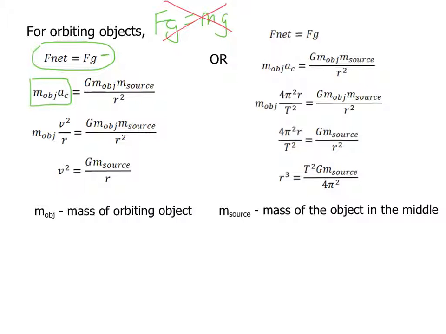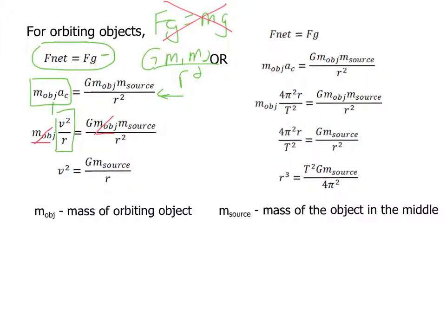But we can replace Fg with our universal gravitation equation, Fg equals big G times m1 m2 divided by r squared. In this case, m1 is our satellite, the object undergoing circular motion, and m2 is the source of our gravity, in this case, Earth. So now we have m a_c equals G, m object, mass of the source, divided by r squared. Notice that we can replace a_c with v squared over r. And notice also we have mass of the object on both sides of the equation. Therefore, we can simplify and cancel it out.